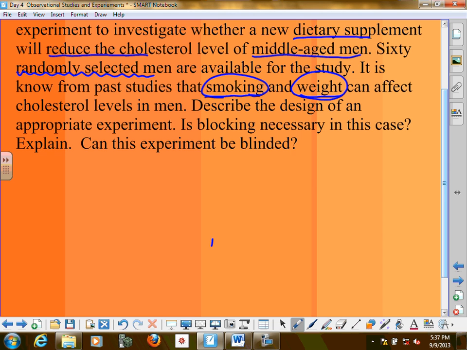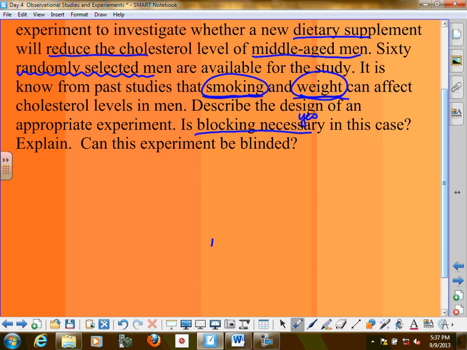Describe the design of an appropriate experiment. Is blocking necessary in this case? Well, I think I just answered that. We do want to block to control confounding variable of smoking and confounding variable of weight. Now, we'll talk about blinding here in a second. I'm going to tell you this.